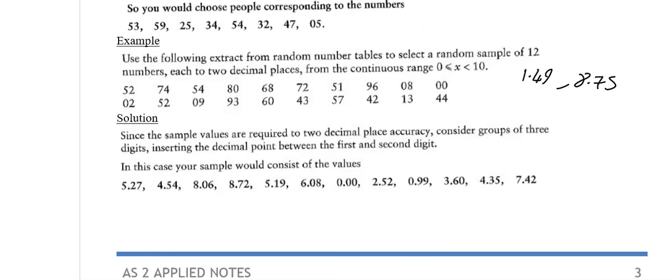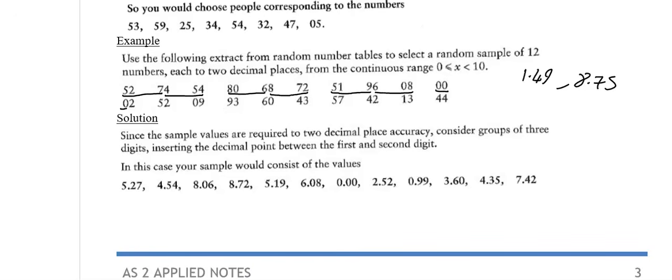So they're all going to have three digits in them. There's not going to be any more than 3 digits, and there doesn't have to be any less than 3 digits. So what we're going to do here is we're just going to start at the 5 here and do 5, 2, 7, and that will give us our first 3 digits. The next 3 digits are going to be 4, 5, 4. That'll be my next 3 digits. 8, 0, 6. My next 3 digits. 8, 7, 2. Then 5, 1, 9. Then 6, 0, 8. And then 0, 0, and 0.